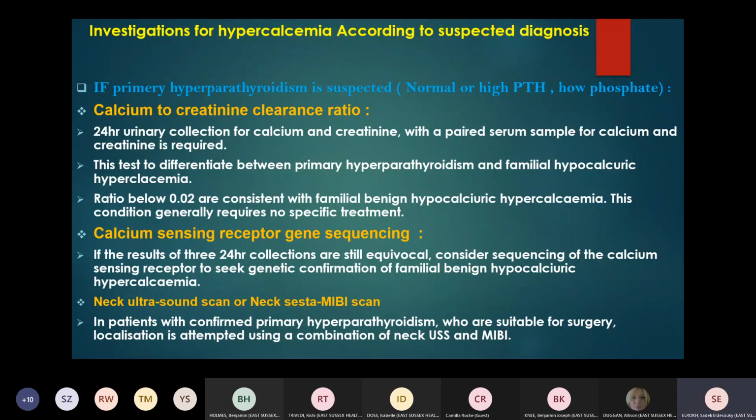Also, if you are highly suspecting primary hyperparathyroidism, you have to do an ultrasound of the neck, or maybe a scan, to detect if this patient is a suitable candidate for surgery or not. We are going to discuss later the indications for surgery in the case of primary hyperparathyroidism.